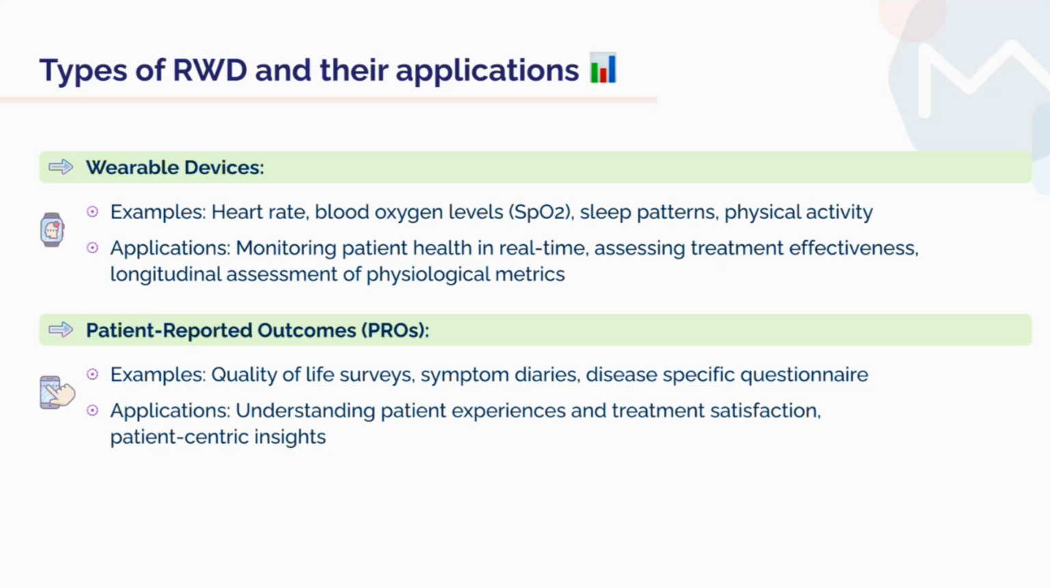And then patient-reported outcomes. These are outcomes which are provided by the patients themselves directly, usually in the form of some type of quality of life survey. It can also be symptom diaries or disease-specific questionnaires. The importance of this, of course, is to understand the patient's experience and to have a patient-centric view of the clinical study.